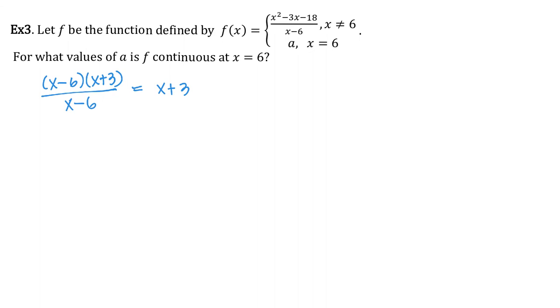Now, what do I want to think about? At x equals 6, that would be 6 plus 3, which is 9. So I want this a to equal 9 to make this a continuous function.